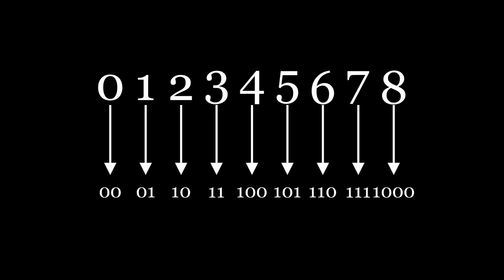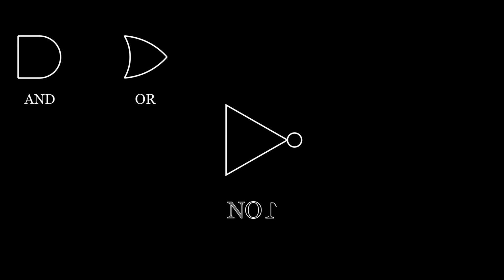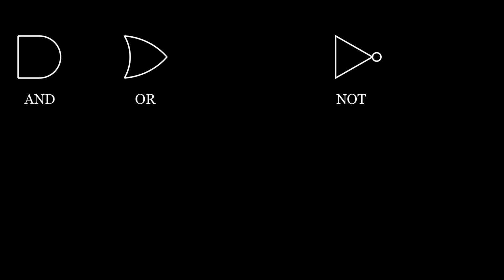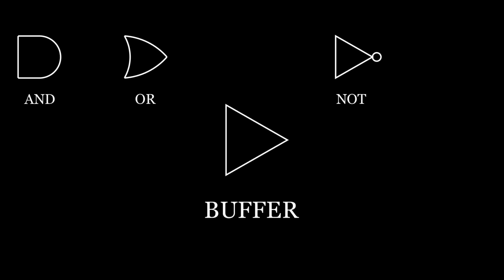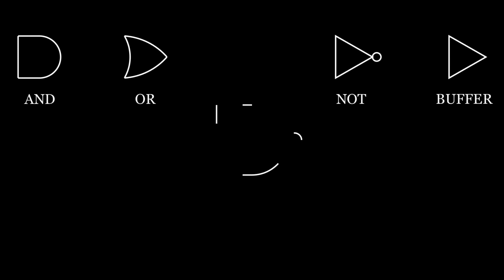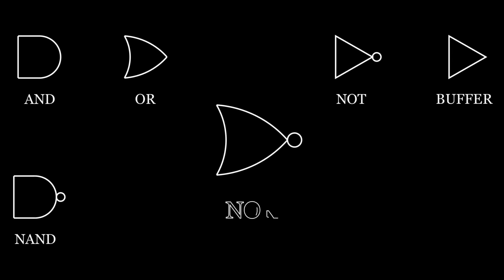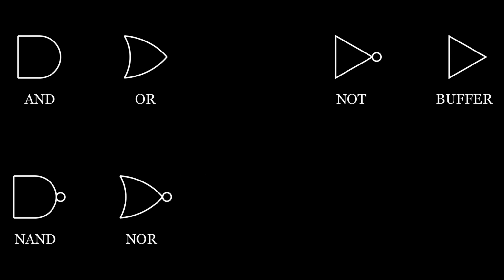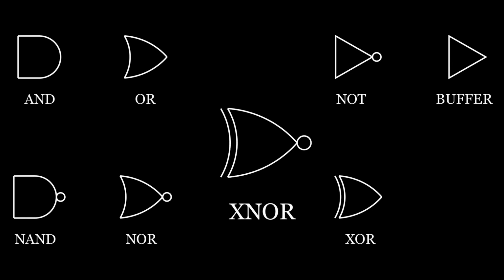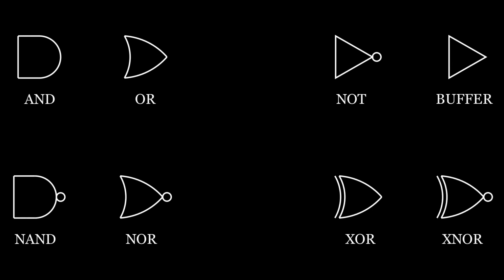These are called logic gates. This symbol represents the AND gate. This symbol represents the OR gate. This symbol represents the NOT gate. This symbol represents the buffer gate. This symbol represents the NOT AND gate or the NAND gate. This symbol represents the NOT OR gate or the NOR gate. This symbol represents the exclusive OR gate or the XOR gate, and this is the exclusive NOT OR gate or the XNOR gate. Let's look at them one by one.